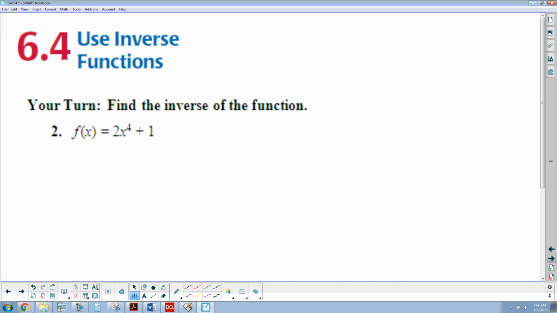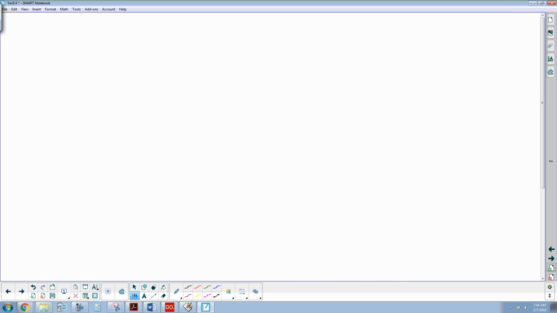Actually, on your note sheets, we'll look at the one that's on your note sheets: finding the inverse of a cubic function. So consider f of x equals 1/4 x cubed plus 3. We want to determine whether the inverse of f is a function, and then we're going to find the inverse.